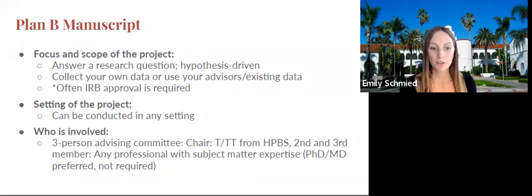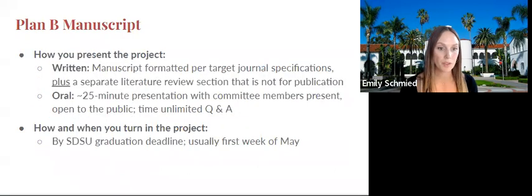However, the second and third committee members can be any professional with subject matter expertise that pertains to your project. Typically, this means they would have an advanced degree, but not always. So sometimes we have really fantastic community partners or faculty members that don't have a PhD or MD, and they can be qualified to serve on your committee.